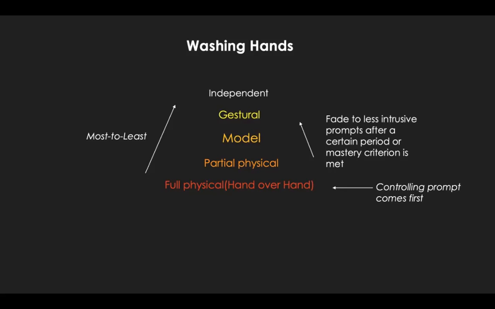So these are examples of errorless teaching. It's when you use that controlling prompt to ensure no mistakes are made. But this is always systematically faded into a less restrictive prompting. And again, this is to avoid that dependence on the prompts.